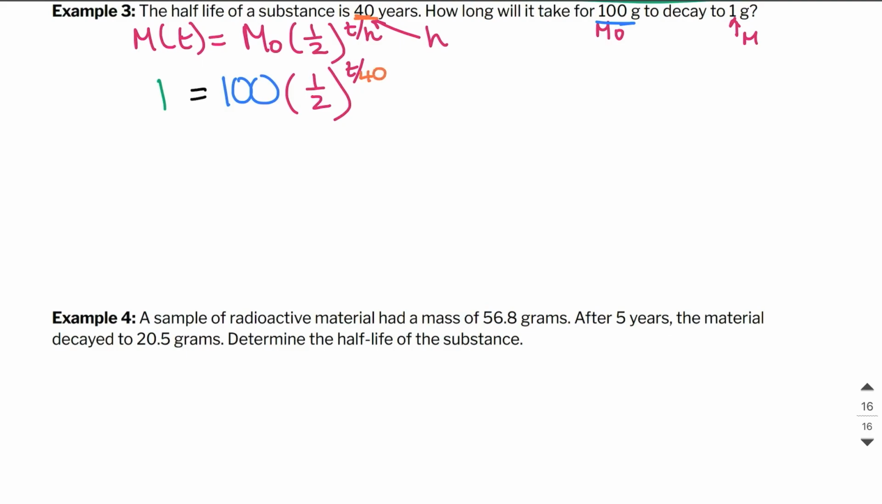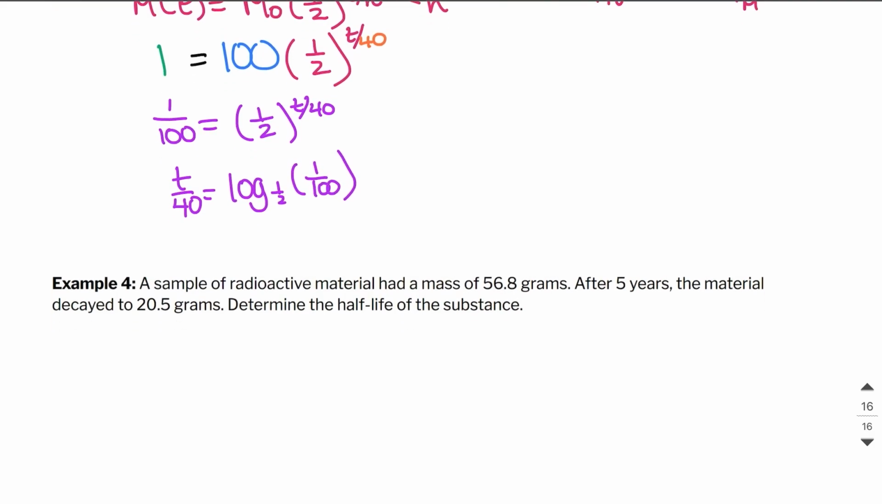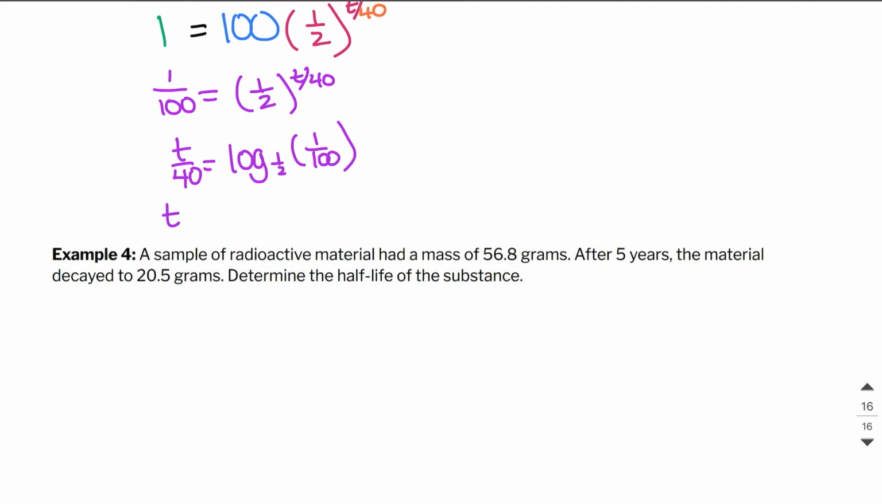So I'm going to go through and isolate this piece right here. So how do I do that? I divide everything by 100. So I get 1 over 100 equals 1/2 to the power of t over 40. Now I'm going to write this in log form. So the exponent is equal to log base 1/2 of 1 over 100. But now I need to isolate this t, so I have to multiply everything by 40. So t equals 40 log base 1/2 of 1 over 100.